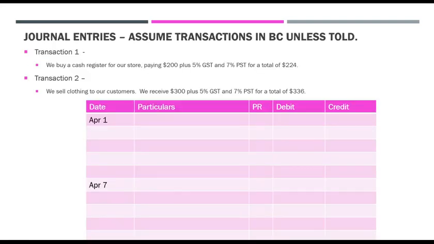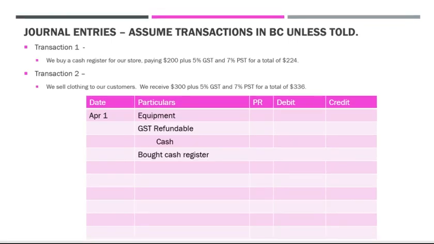So first of all, if we're doing journal entries, if it doesn't say otherwise, assume the transactions are in BC and we have a 7% provincial sales tax. Let's take the first transaction. We buy a cash register for our store, paying $200, and we have to pay both taxes, and it's a total of $224.